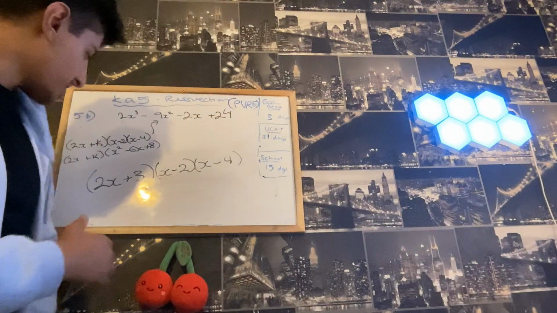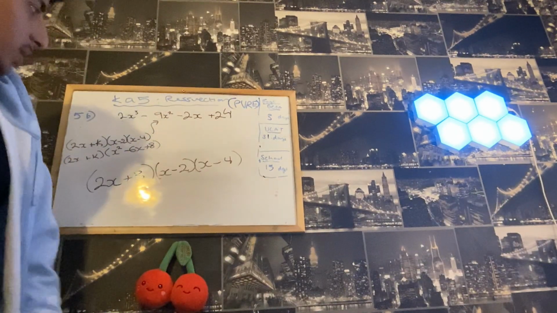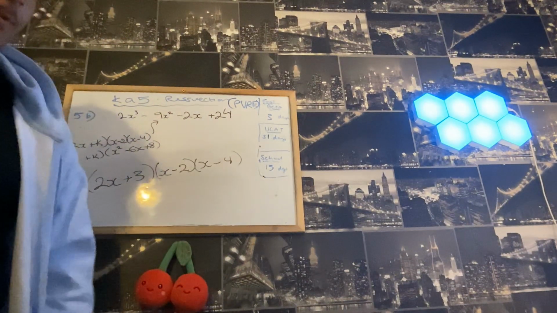Being, I know it's a bit slanted, 2x plus 3, x minus 2, and x minus 4. Hopefully that works out. Yep.